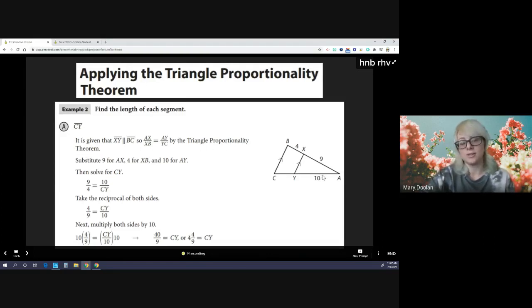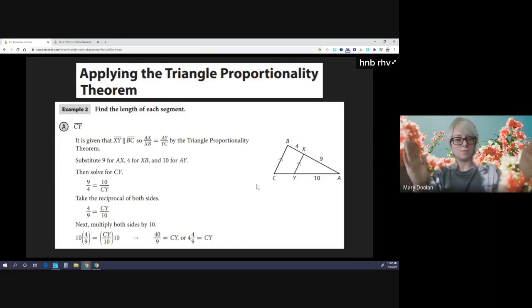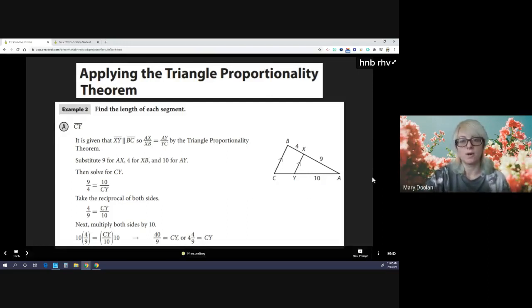All right, and so it's just like on the last slide, except we're looking at a different side of the triangle now, and it works for any of the three sides as long as you have one side parallel to a segment that passes through the other two sides. So there's three possibilities since there's three sides to a triangle. The segment AX right here is proportional to, that's the numerator of our ratio, XB right here. So 9/4. And that is equivalent to AY, the top part here, this length of 10, over YC, this unknown length here.